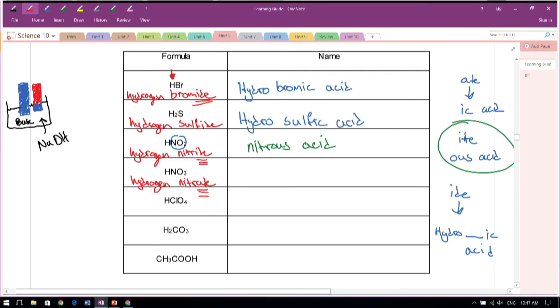And because the ending is ate, I would use these rules. Ate goes to ic acid, so this would be nitric acid. And again, because I don't just have a metal-non-metal combo, I have a polyatomic in there, I would lose the hydro.